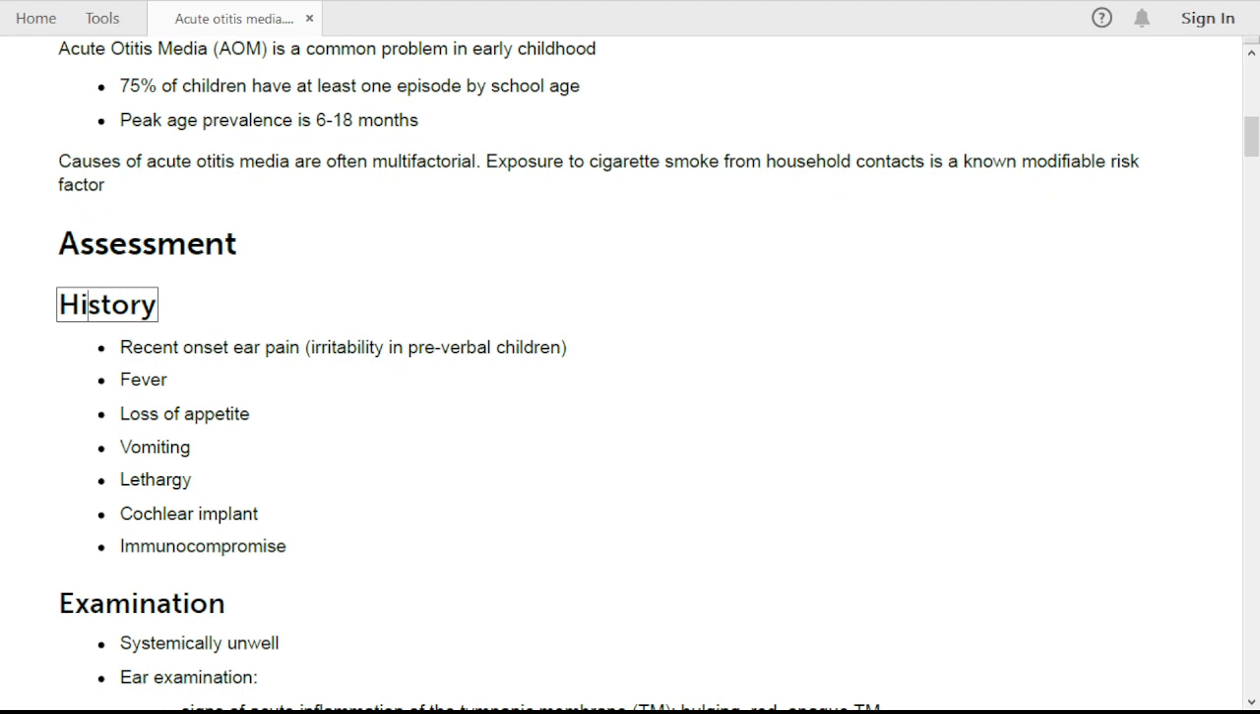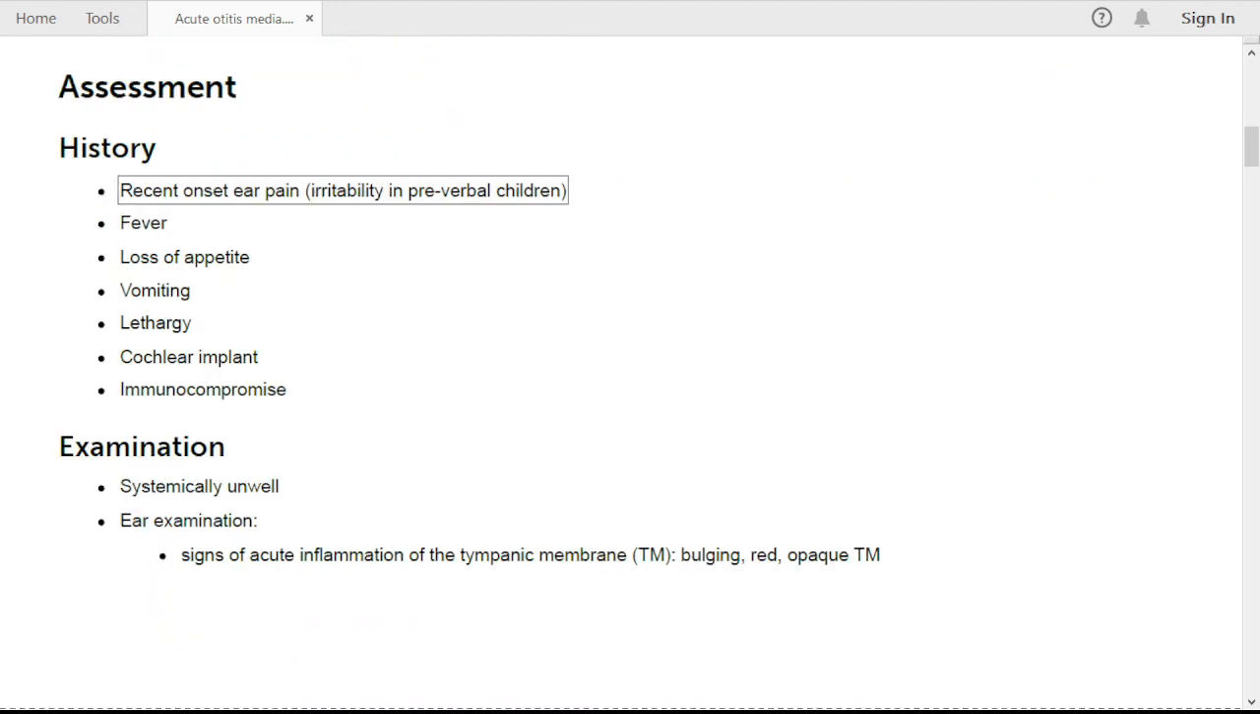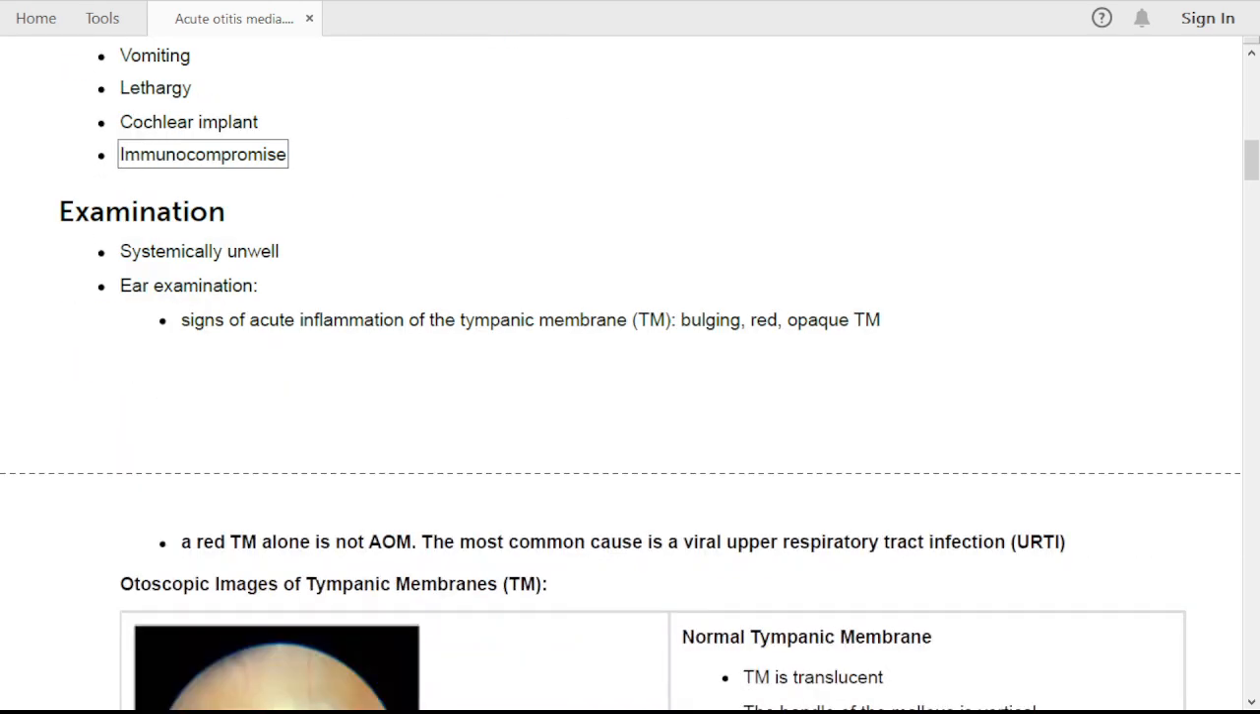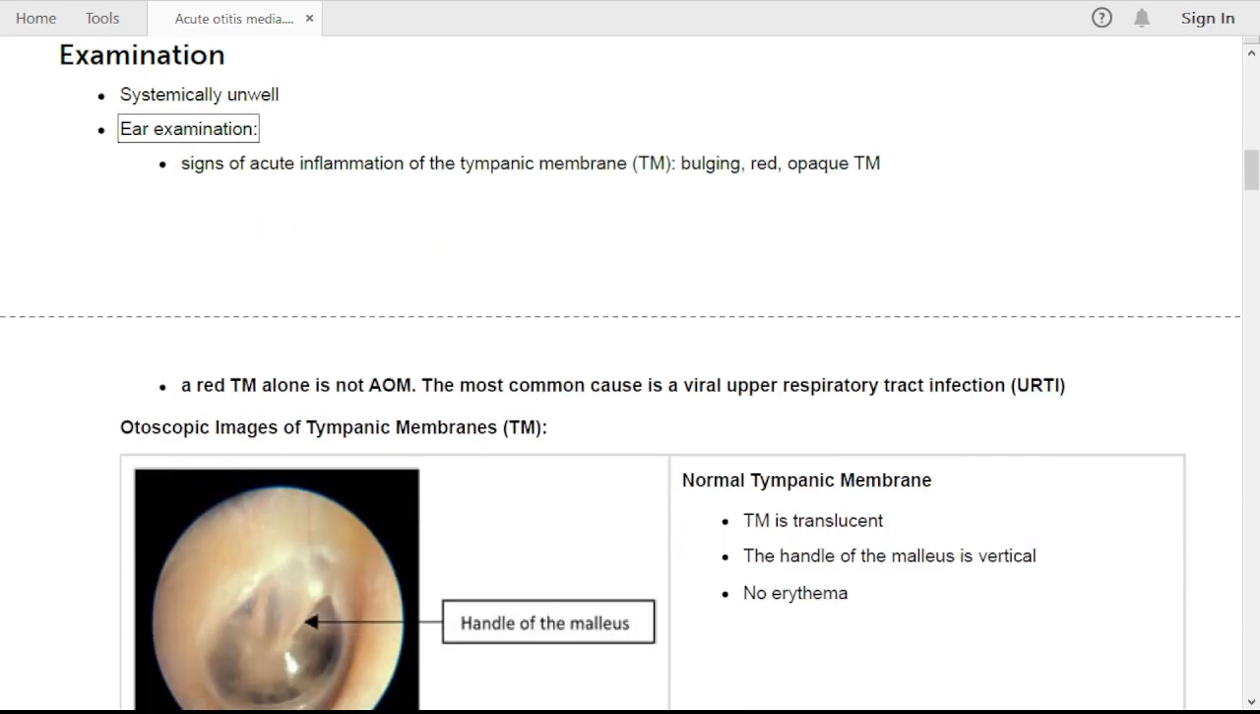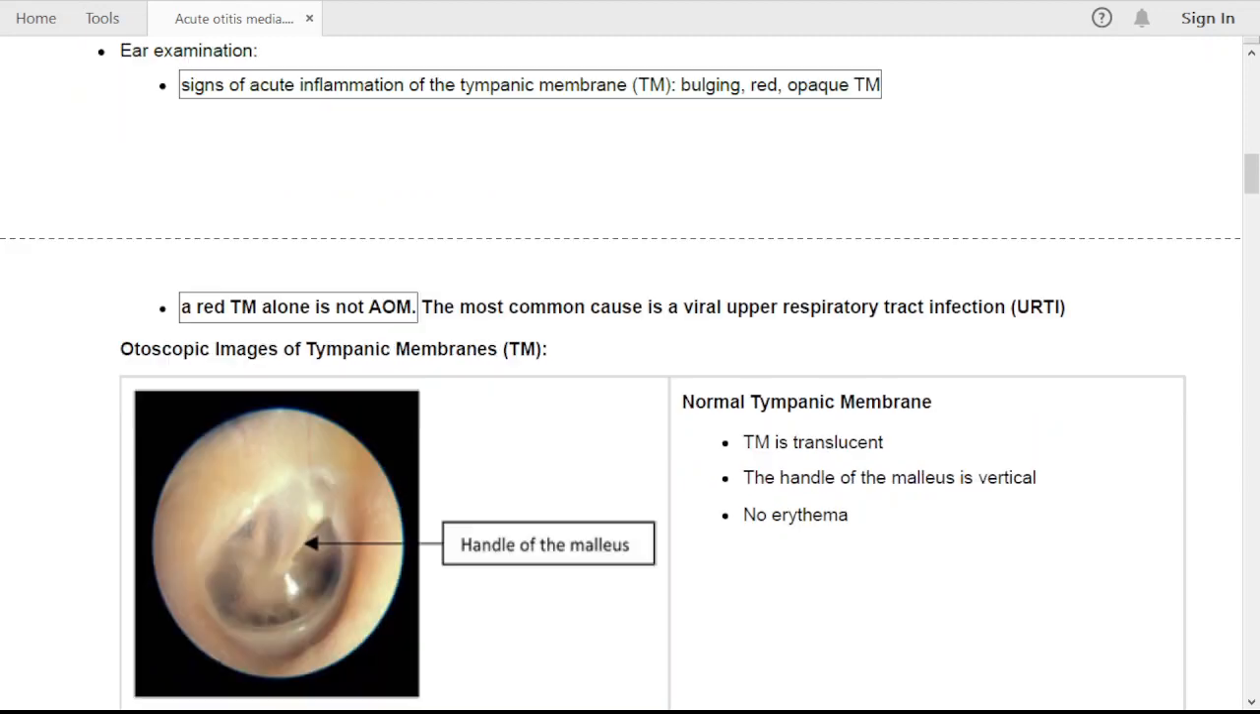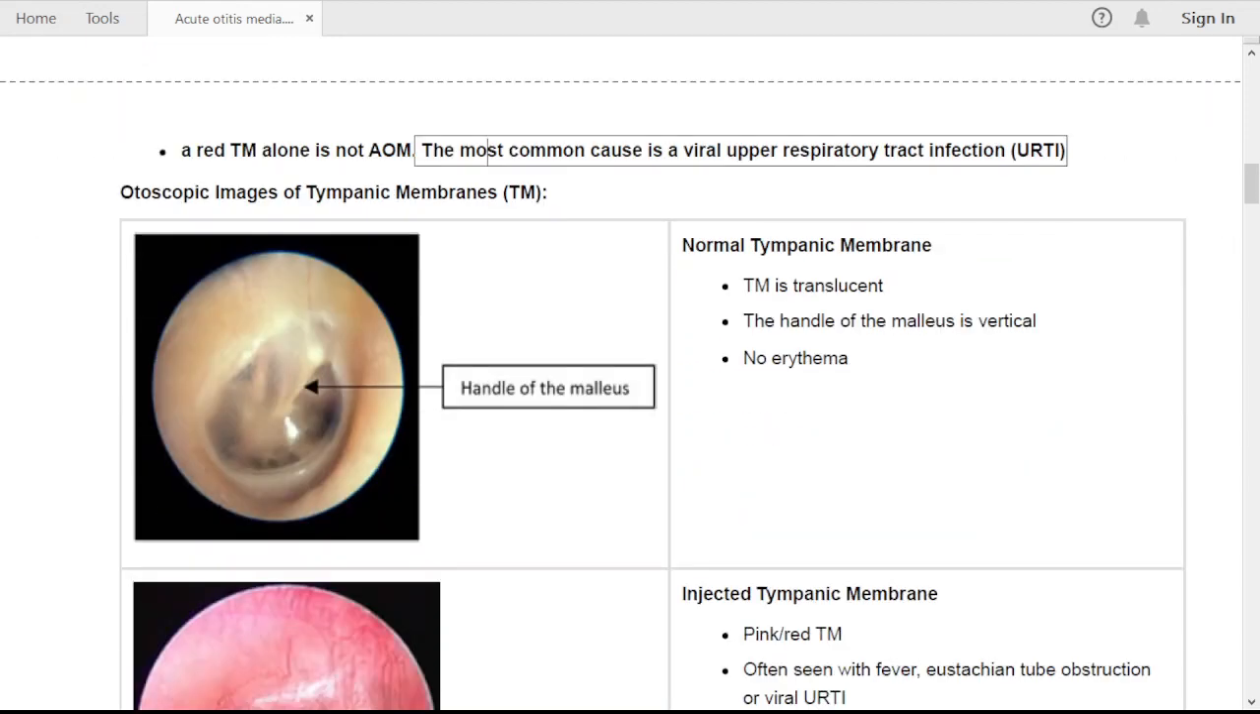Assessment: history, recent onset ear pain, fever, loss of appetite, vomiting, lethargy, cochlear implant, immunocompromise. Examination: systemically unwell. Ear examination: signs of acute inflammation of the tympanic membrane, TM bulging, red, opaque TM. A red TM alone is not AOM. The most common cause is a viral upper respiratory tract infection.